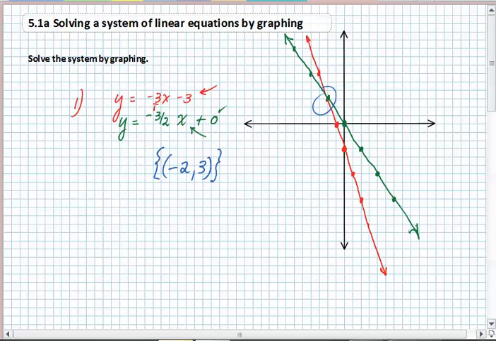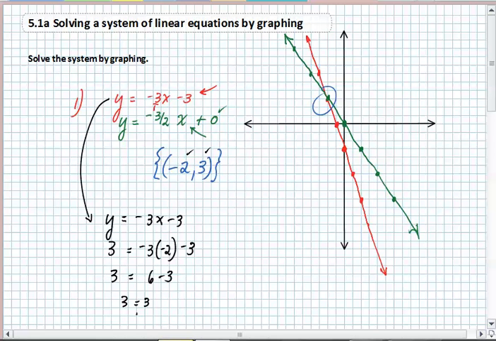-2, 3. Now let's just say I'm 99%, maybe 95% sure that that's correct. Here's what I can do. Take this equation, rewrite it with this value and this value in the respective places. So let's see, 3 is equal to, that's +6 minus 3, 3 is equal to 3, and it checks.